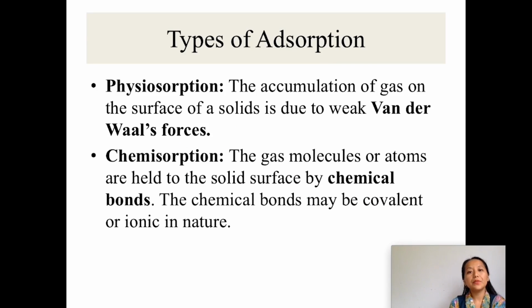Now let us look at the types of adsorption. The first type of adsorption is physisorption and the second one is chemisorption. Physisorption is the type of adsorption where the interaction is due to weak van der Waals forces of attraction, whereas in the case of chemisorption, the interaction is because of the formation of a chemical bond. So based on the interactions involved between the adsorbate and the adsorbent, adsorption can be of two types. Physisorption is where you have weak van der Waals forces, whereas in chemisorption, a chemical bond is being formed between the adsorbate and the adsorbent.